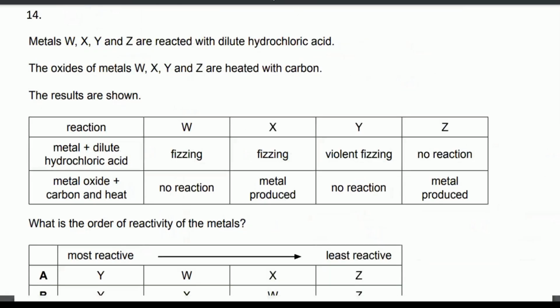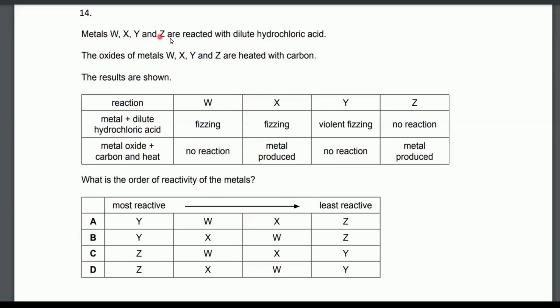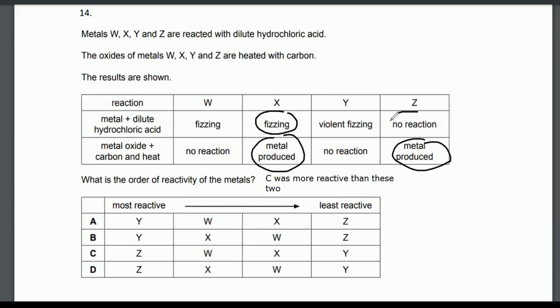Okay, question 14. Metals W, X, Y and Z are reacted with dilute hydrochloric acid, just shrinking it down to fit the question in. The oxides of metals W, X, Y, and Z are heated with carbon. The results are shown. So we've got two reactions done to work out the reactivity. One with acid, which is really easy to see. You can see the most reactive one is violent fizzing. And then we've got W and X, they both just fizz. So we need to be able to tell the difference between W and X because they both fizz with the acid. Well, when they're reacted with carbon, there's no reaction with W, but with X, a metal is produced. And that's a displacement reaction below.